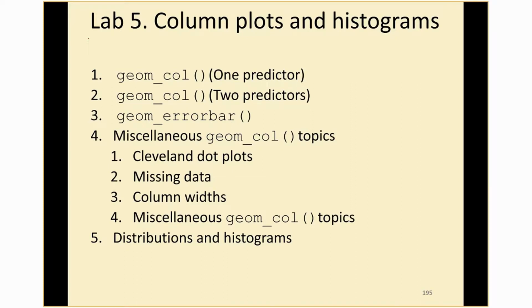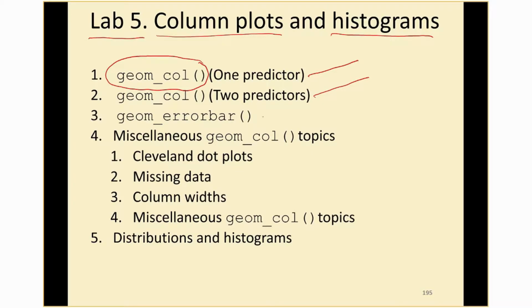In this, our fifth lab, we're going to be making column plots and also histograms. To make our column plots, we're going to use a new geom call, and we're going to use it in a couple of different ways. Initially, we're going to use it to make a column plot when we've got a single predictor variable, and then we'll make a column plot when we've got two predictor variables.